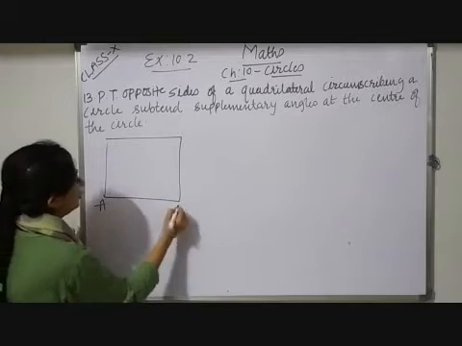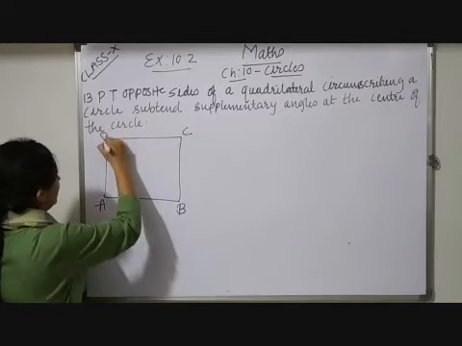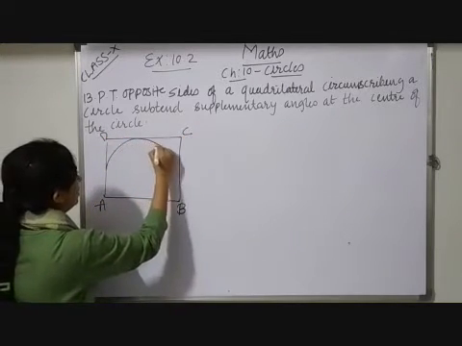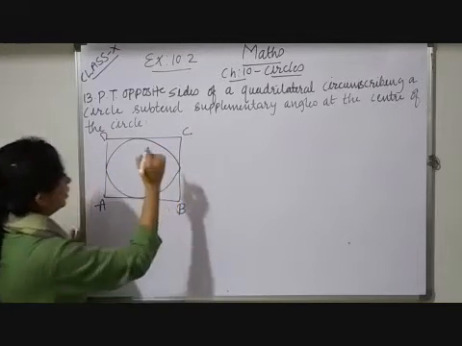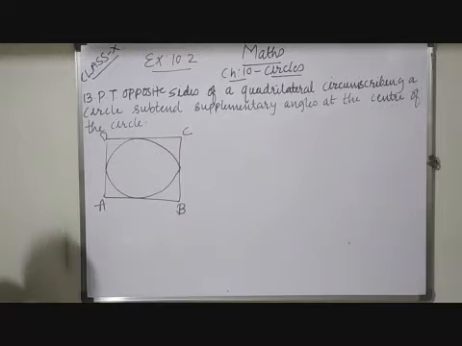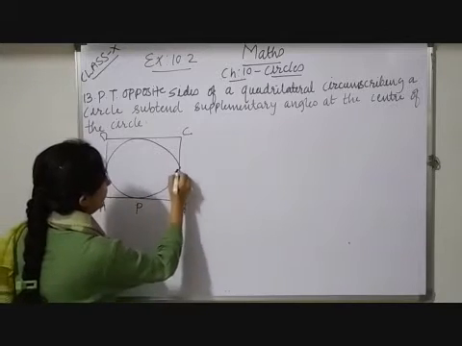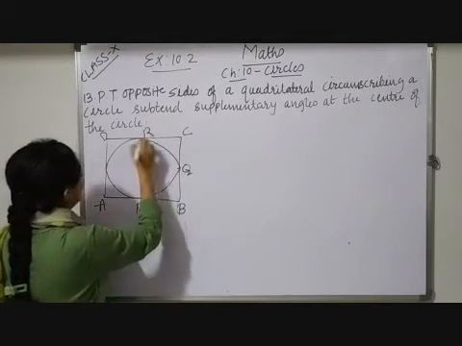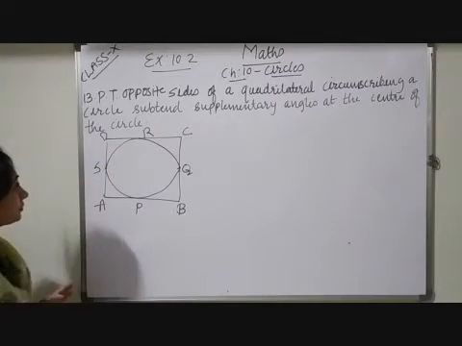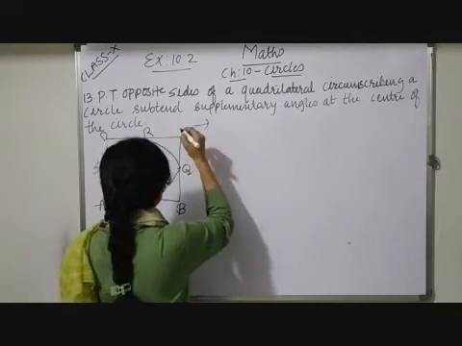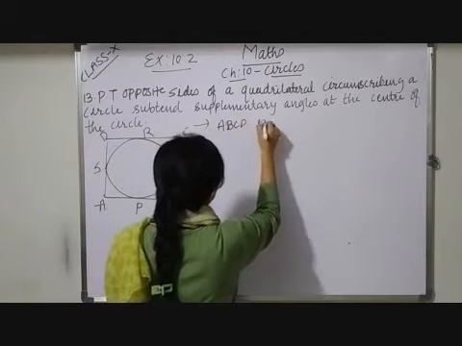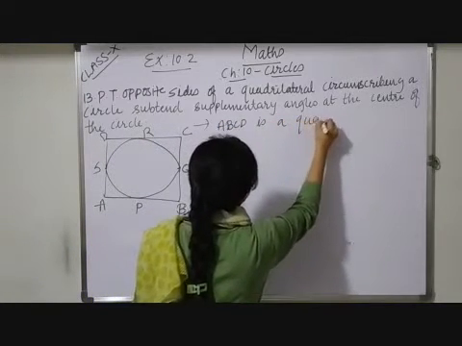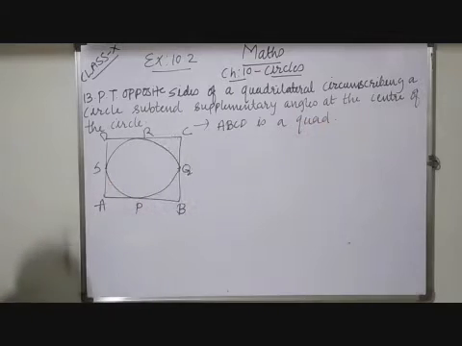Let me give the name ABCD. Now, circumscribing this quadrilateral, here I am drawing a circle which touches at points P, Q, R and S. So here I am writing, ABCD is a quadrilateral.